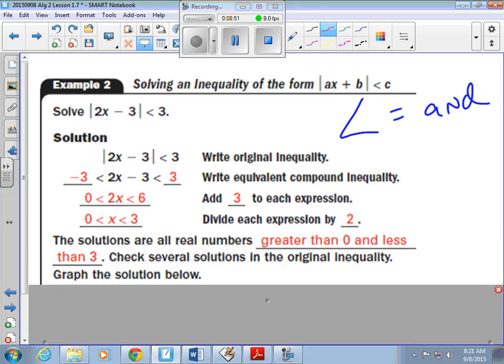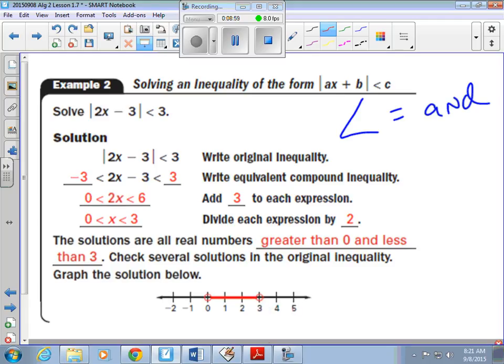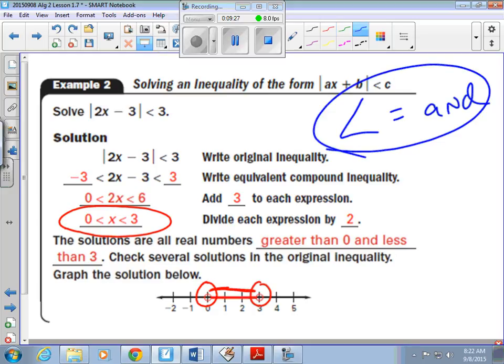So what this says is the solutions are all real numbers that are greater than 0 and less than 3. And you can see on this graph that it's talking about all of the numbers between 0 and 3. Anytime you have an inequality where your x is in the middle like this, you're going to graph an area that's in the middle of two different values. So that was a less than inequality. Remember, less than means and. You write it as a compound inequality in the middle.